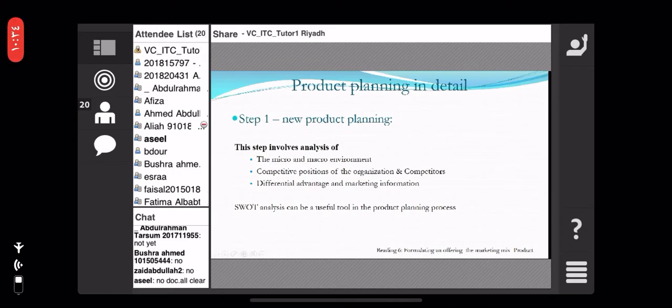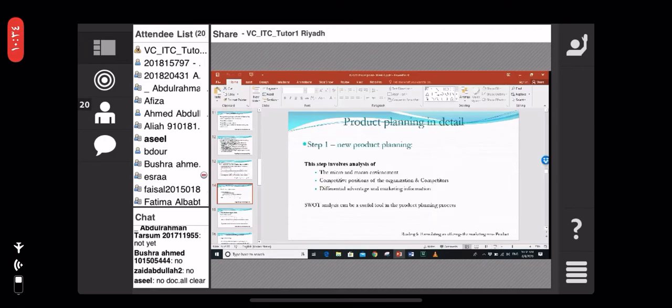So before starting any business or conducting any activity in business, the marketers and the organizations conduct their SWOT analysis. Any question, guys?